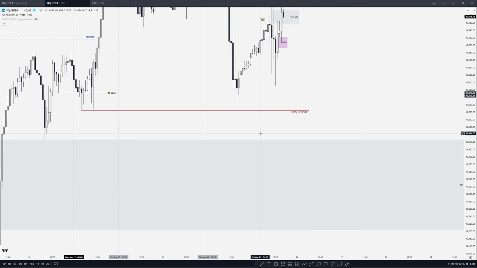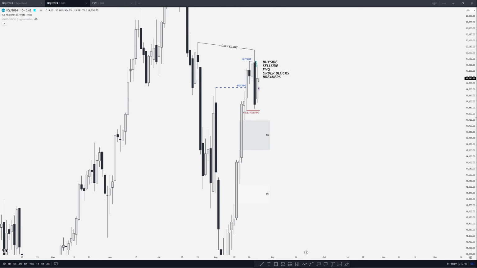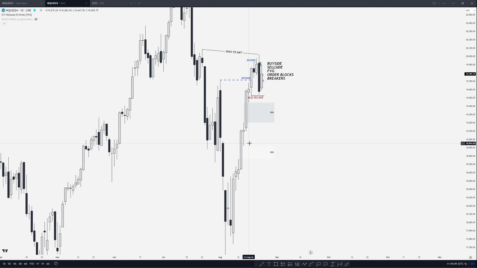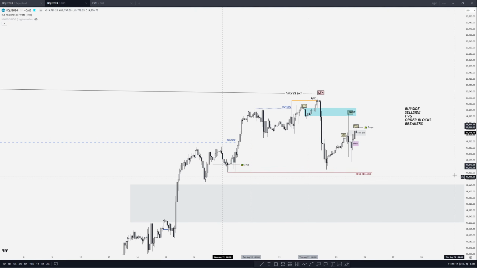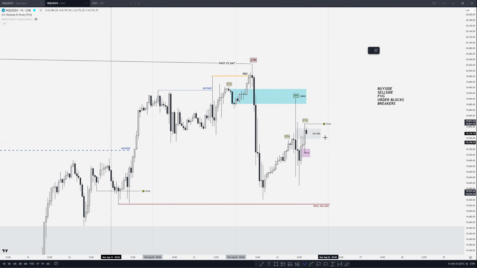And we also have a daily PD array in the form of a discount imbalance. It's not even discount imbalance, but just an imbalance over here. The discount imbalance will be here. That price is likely to reach into. So like my bias going to Saturday, technically Monday, would be sweep over the short-term high.